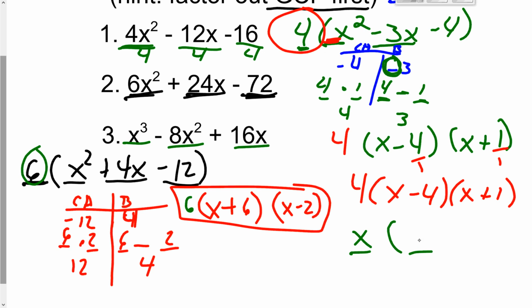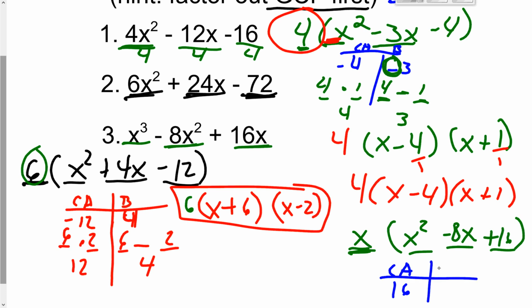So x times what is x cubed? That'd be x squared. x times what is negative 8x squared? That'd be negative 8x. And then x times what is 16x? That'd be positive 16. Now we can go ahead and factor this, use CAB. This time CA is positive 16, so that means we're going to be adding to get to our b.